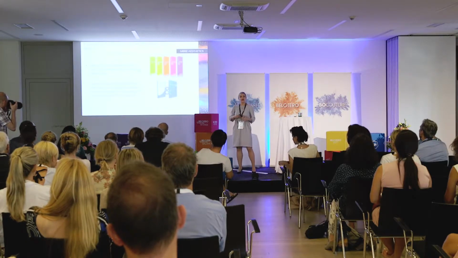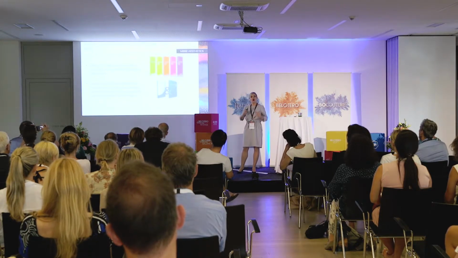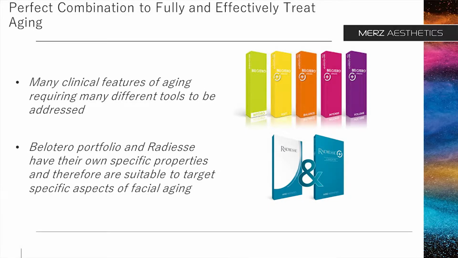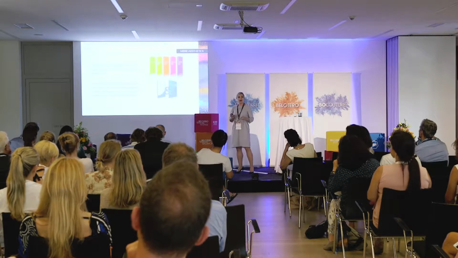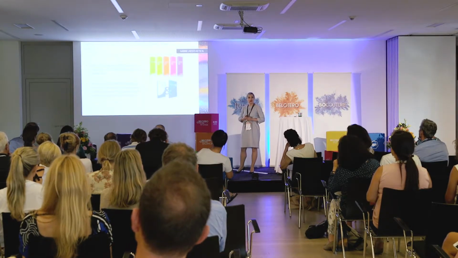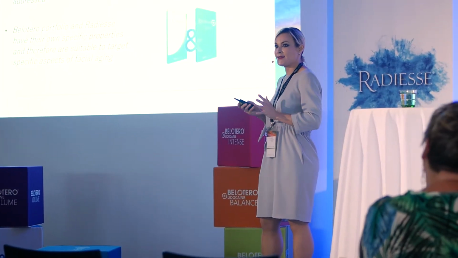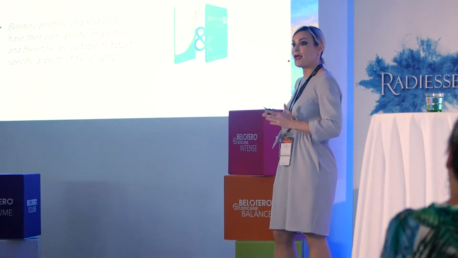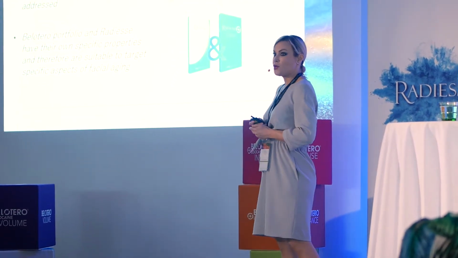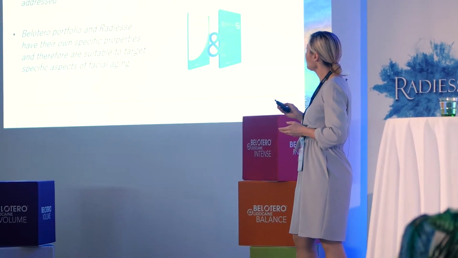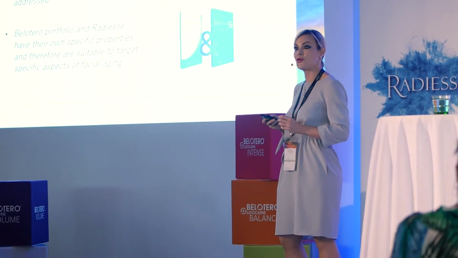So aging is a very complex process involving all the tissues, all the layers, all the anatomical structures of the face, and showing many different signs and clinical features. That's why we can't rely on one single tool to get good outcomes, but necessarily we have to combine several different procedures and tools. From this point of view, Radiesse on one hand and Belotero Portfolio HAs represent the perfect combination to fully and effectively treat aging.